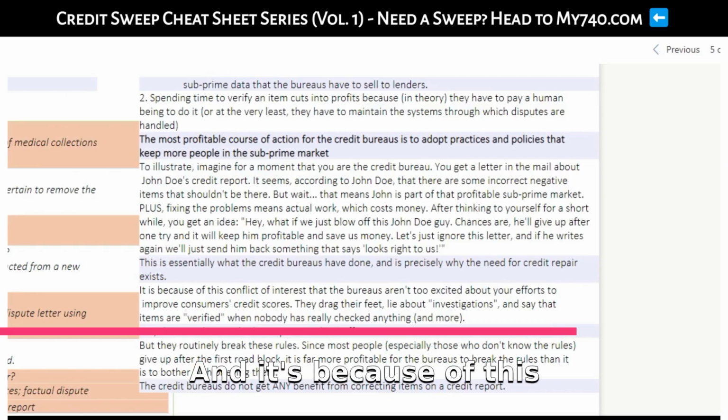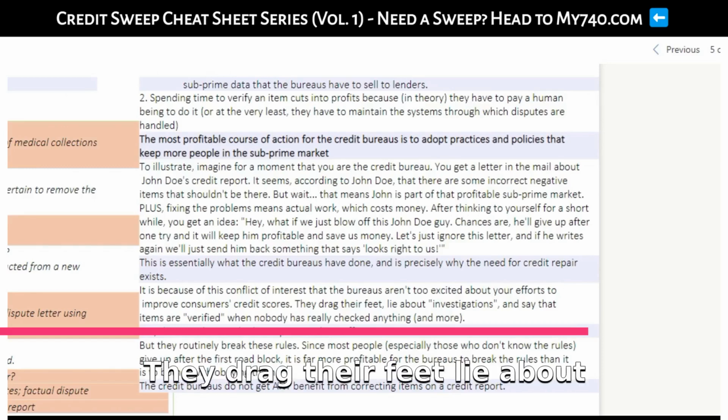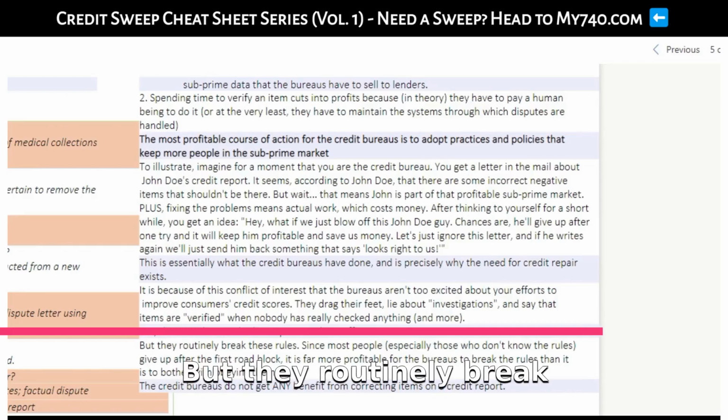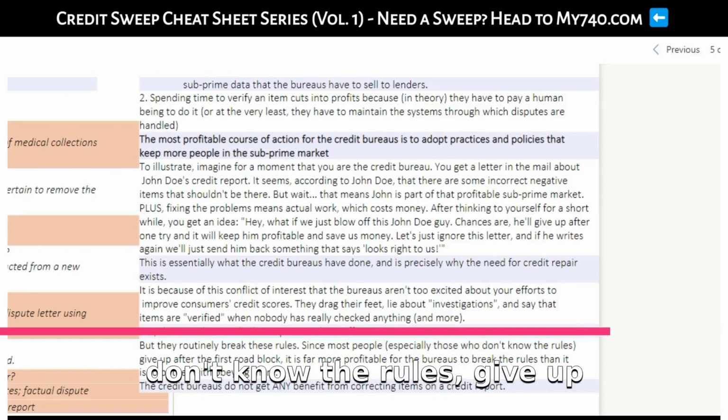And it's because of this conflict of interest that the bureaus aren't too excited about your efforts to improve consumers' credit scores. They drag their feet, lie about investigations, and say the items are verified when nobody has really checked anything, and more. Yes, there are laws and rules to prevent this stuff, but they routinely break these rules. Since most people, especially those who don't know the rules, give up after the first roadblock, it is far more profitable for the bureaus to break the rules than it is to bother with obeying them.